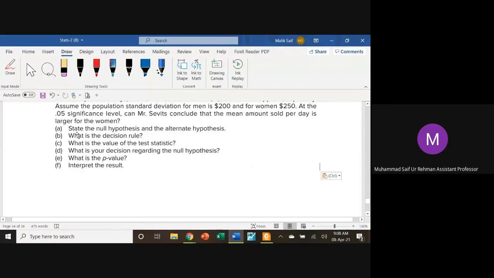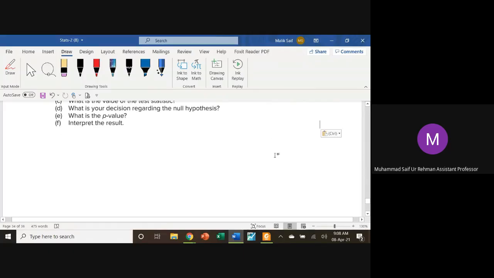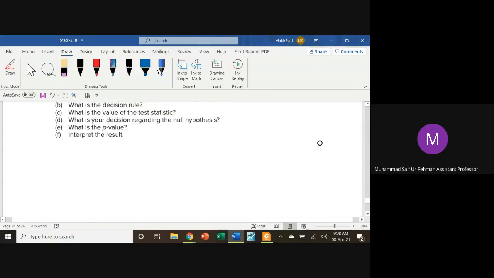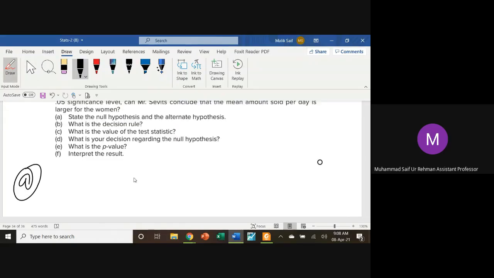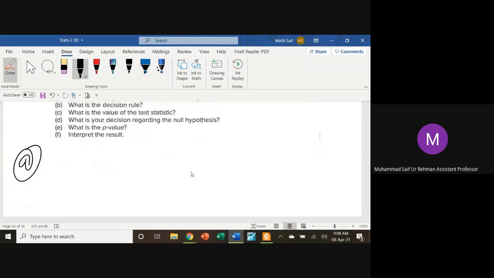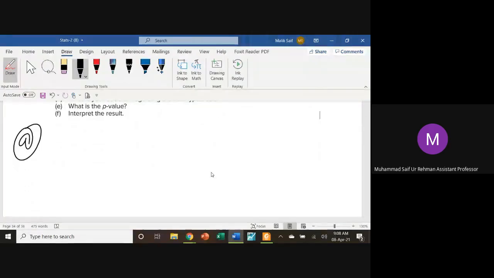parts one by one. State the null hypothesis and the alternate hypothesis. So how will you write it down? In this particular case, as steps are not involved, you have to answer all parts. So first part, what is required? State the null and the alternate hypothesis. So you will write down over here null hypothesis and H1 for alternate hypothesis.